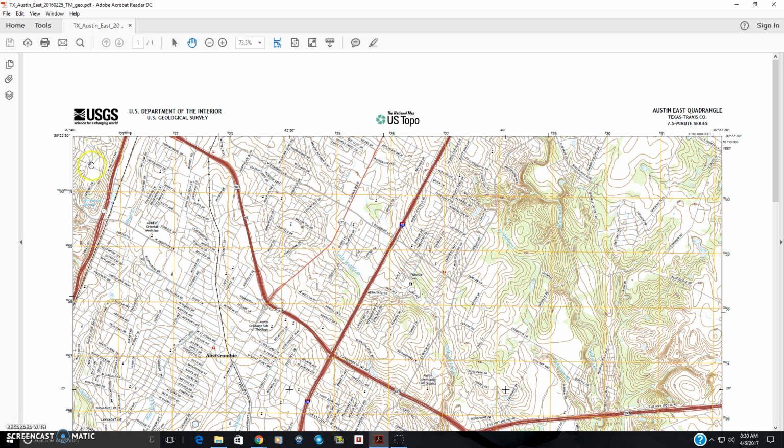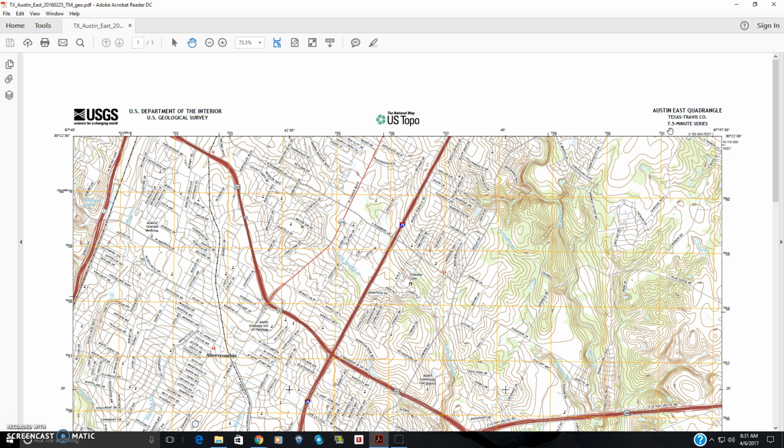The next thing to consider is how much latitude and longitude is represented by this topographic map. If you notice up here in the name of the map, this is called a 7.5 minute series map. That means that there is 7.5 minutes of latitude and 7.5 minutes of longitude recorded on this map.